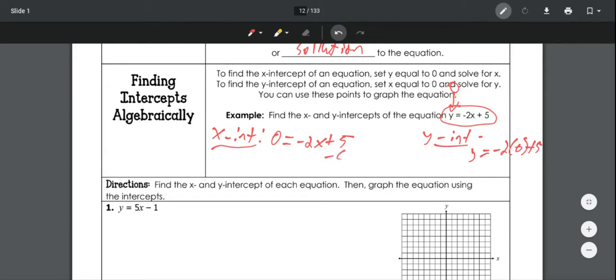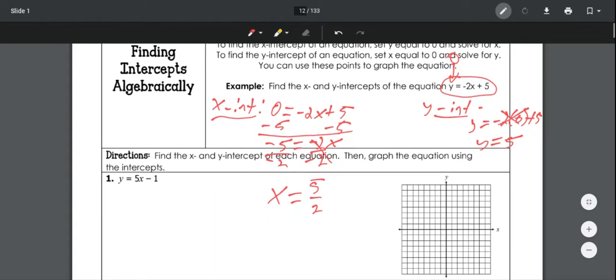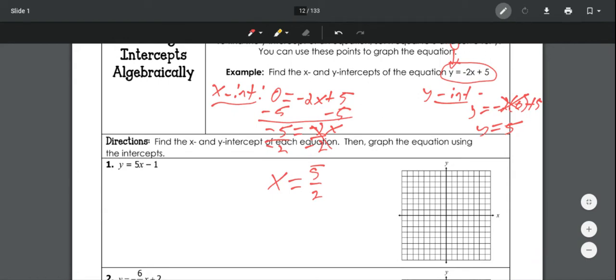For the x-intercept, we're going to take 5 away from both sides. We're going to have negative 5 equals negative 2x. Then we're going to divide each side by negative 2, which will give us x equals 5 over 2. For the y-intercept, we have y equals negative 2 times 0, which just cancels out. So y equals 5. The way you write this is as an ordered pair. So the x-intercept is 5 over 2, 0, and the y-intercept would be 0, 5.